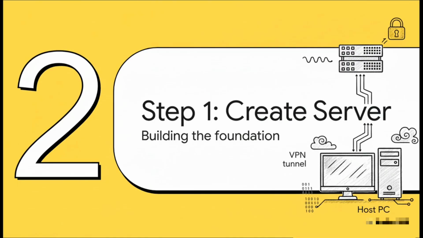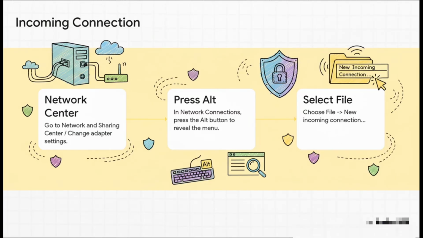Section 2, Step 1. Creating the server. This is the foundation for our entire project, and it all happens on your main host PC. First things first, we need to tell Windows to actually listen for our VPN connection. So you're going to head into the Network and Sharing Center and then to your adapter settings.